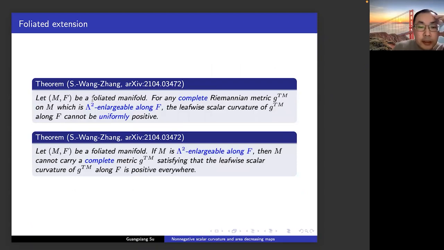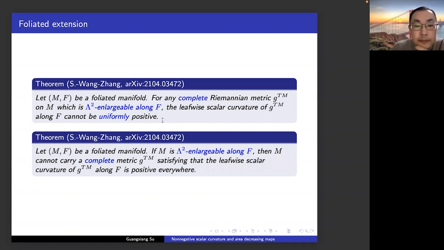If (M, F) is a foliated manifold, then for any complete Riemannian metric which is lambda 2 enlargeable along the foliation, the leafwise scalar curvature of the Riemannian metric cannot be uniformly positive. And for the lambda 2 enlargeable manifold, we have the following theorem. If (M, F) is a foliated manifold and M is lambda 2 enlargeable along F, then M cannot carry a complete metric such that the leafwise scalar curvature along the foliation is positive everywhere.